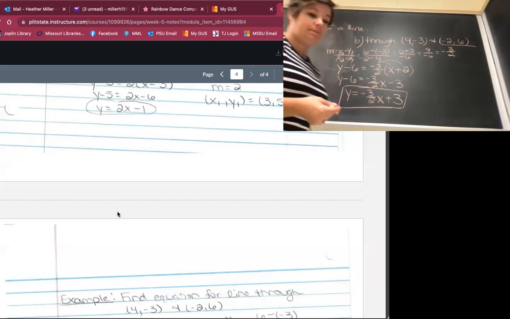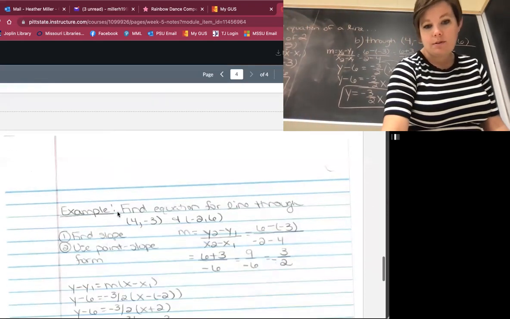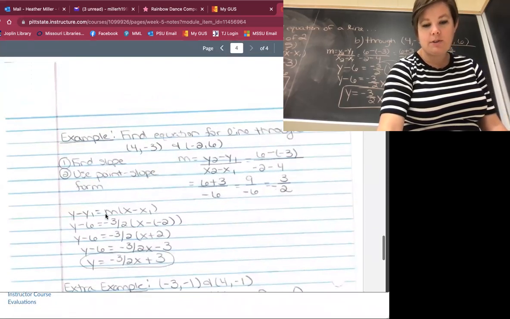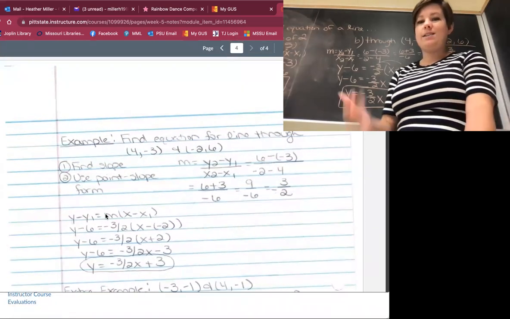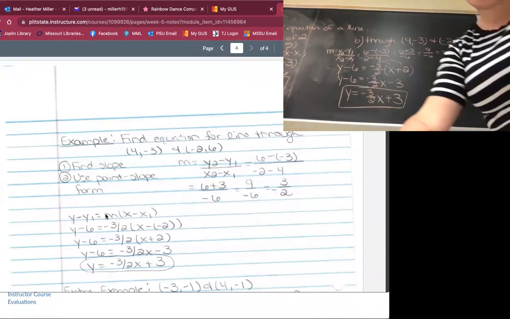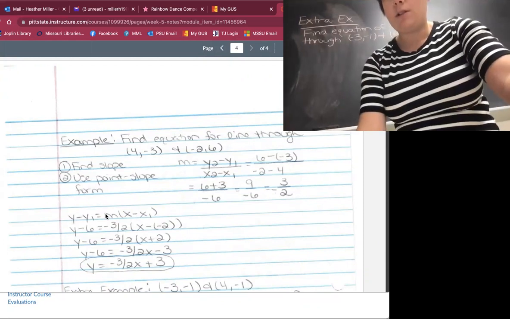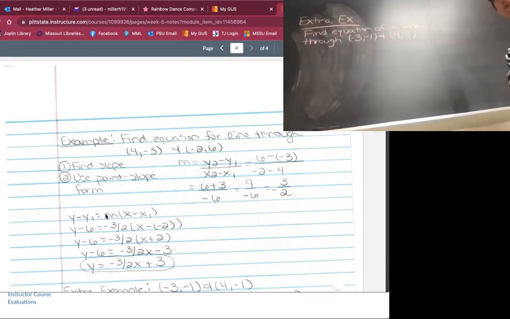Okay. So there's my work. But I'm going to do an extra example just because I know this one has some extra steps to it. So it's going to be exactly like this one. Extra example. And the lighting makes it kind of hard to see that, but it's right there on your paper as well.